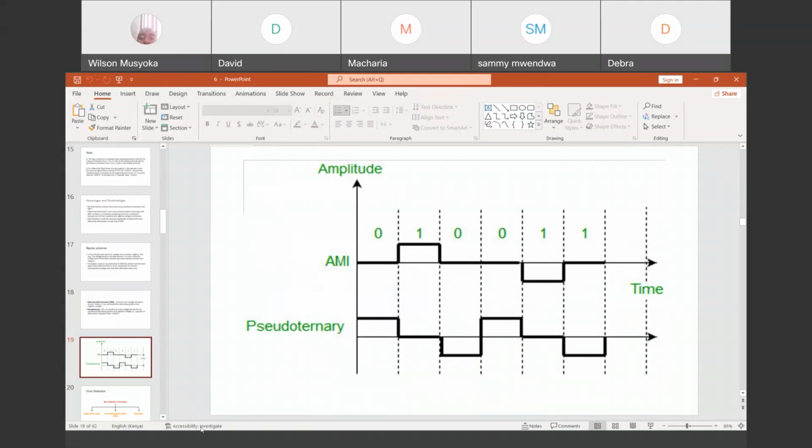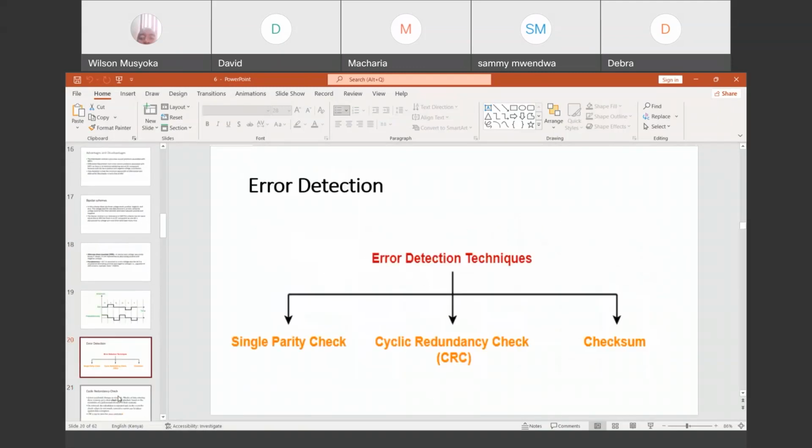I hope that is clear. How do we detect error when data is being transmitted, or it has been transmitted from the source and it reaches the destination? Like we have said, there could be interferences, there could be noise which affects the data quality. So we can use the parity check, the cyclic redundancy check, or the checksum.